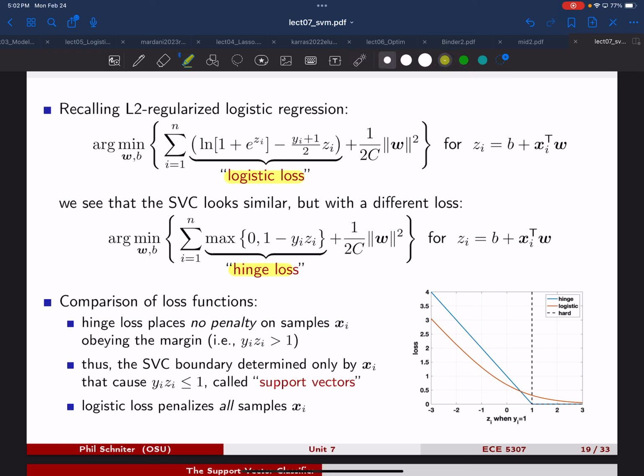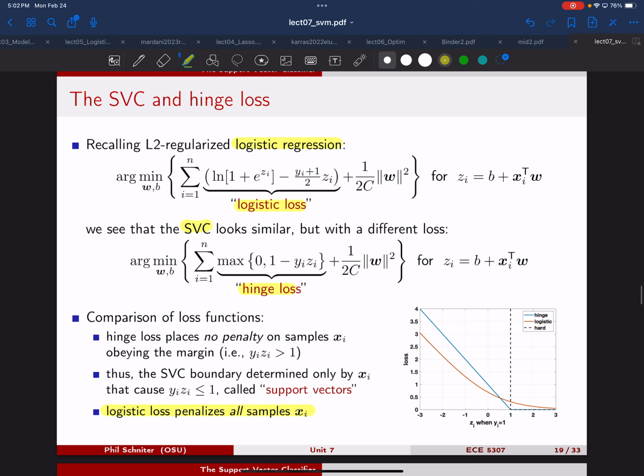Okay, so I think this is pretty useful to connect this back to logistic regression, which is something that we spent time studying. So logistic loss penalizes all samples, whereas this SVC only penalizes the samples that are in the street or on the wrong side of the street. So that's the essential difference, you could say, between these methods.